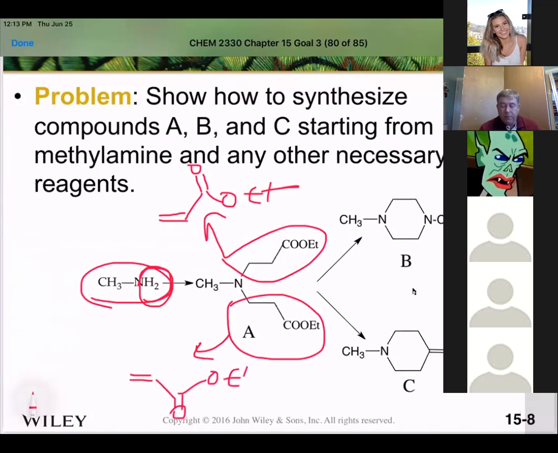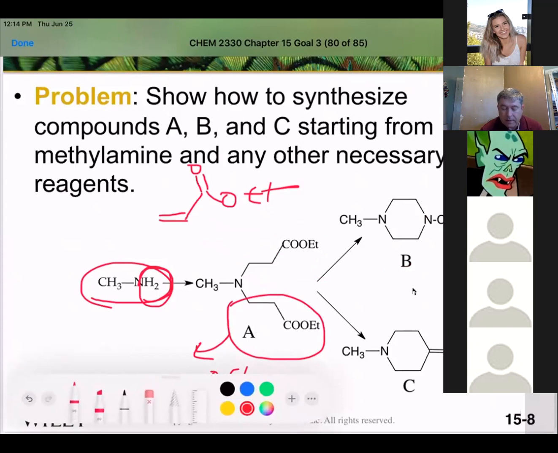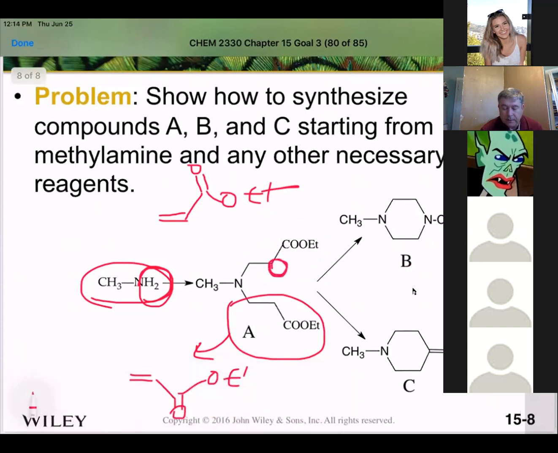Now, once we formed that, there's a couple different things that can happen here. We can do it again, where we use another equivalent of this material to come in and deprotonate and react in these two sites. Or, for the other reaction here, what we've actually done is we've deprotonated one of these. That one attacked this carbon here, giving us a dicarbonyl compound.